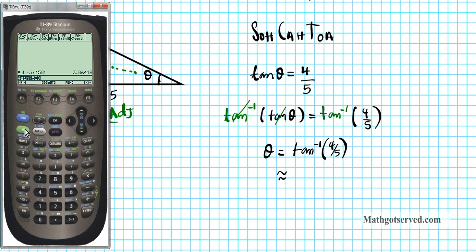the inverse tan of 4/5. And my answer is going to be, using the diamond enter to get an approximate result, 38.66. So theta is approximately 38.66 degrees. Alright, so there you have it.